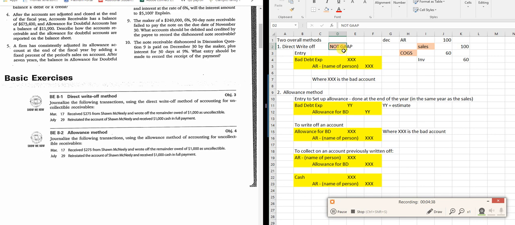There is one instance where it could be GAAP, and that's if sales on account are so immaterial. So if a business mainly had cash sales or credit card sales, so it didn't sell on account, then you wouldn't have very many bad debts. So a lot of small stores would not sell on account.